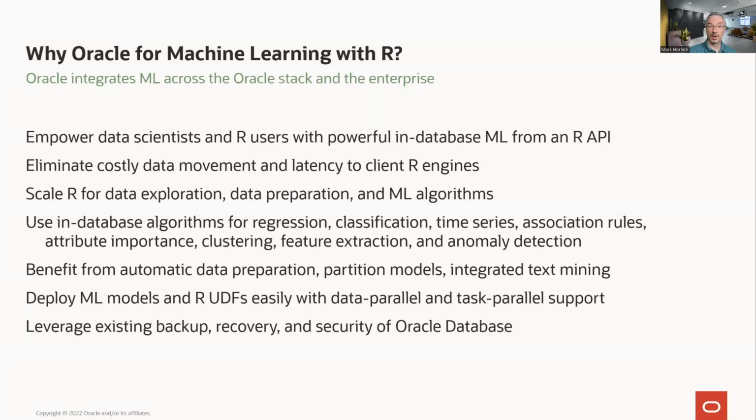So to summarize, why should you use Oracle Machine Learning with R? I'll highlight a few reasons. OML for R empowers data scientists and broader R users with powerful in-database machine learning from an R API. By running within Oracle Database, users can perform scalable data exploration, data preparation, and machine learning, taking advantage of parallelism and even scoring optimizations at the Oracle Exadata storage tier, while using familiar R syntax and semantics.